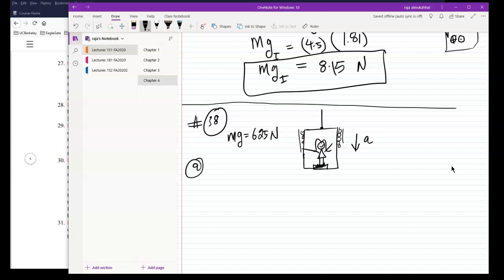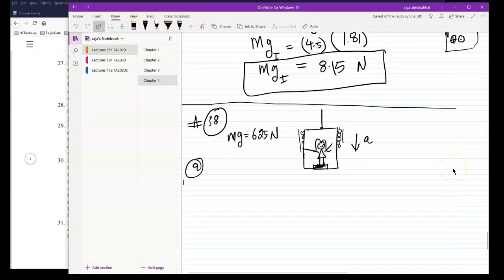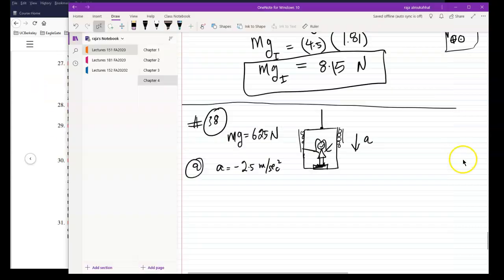Part A, he says, if the elevator has an initial acceleration of 2.5, it'll be going down, so it's going to be a minus sign. So the acceleration here is minus 2.5 meters per second squared. Remember, this minus sign means the direction is going down. It's not deceleration, it's just the direction is going down. What does the scale read? You think it's going to read more or less? I think it's going to read less. You're going to be lighter. Okay, but let's prove it. The minus sign here means down.